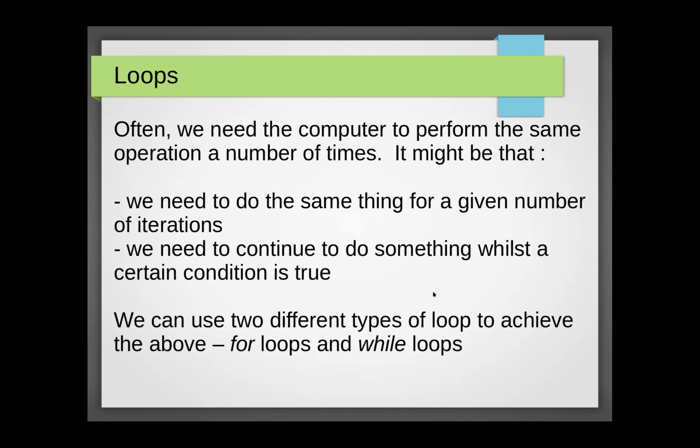Another important concept in coding is the concept of a loop. So very often, we need the computer to do the same thing a certain number of times. So it might be that, for example, we have to do the same thing for a certain number of iterations, or we might need it to continue to do something while something else is true. And we use 2 different types of loop to achieve that. For the first one, we use something called a for loop. This is where we want it to say to do this thing this many times. For the second one, we use something called a while loop, which is where to say keep doing this until this becomes true.